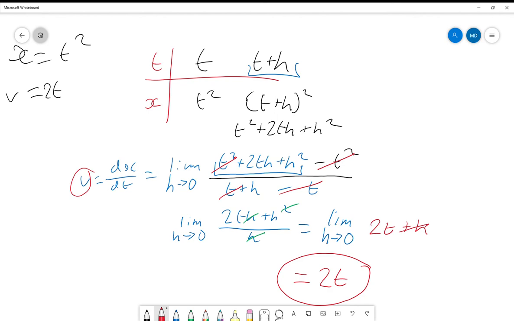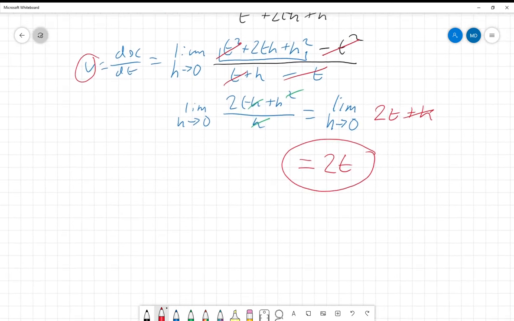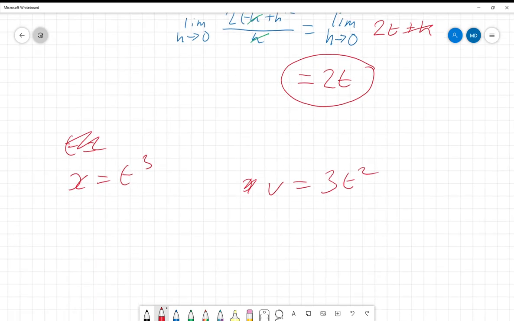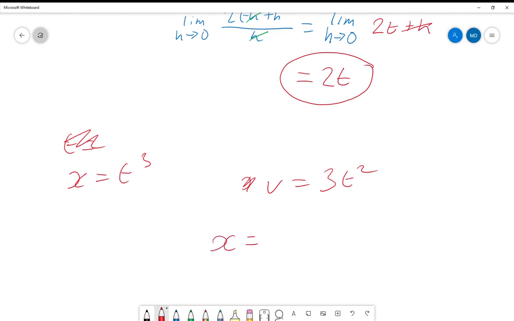And if we were to carry this on, we could actually see that if x was equal to t cubed, then it would turn out that v was equal to 3t squared. And similarly, if x was equal to t to the 4, then it would turn out that v was equal to 4t cubed. And this here is called our power rule.